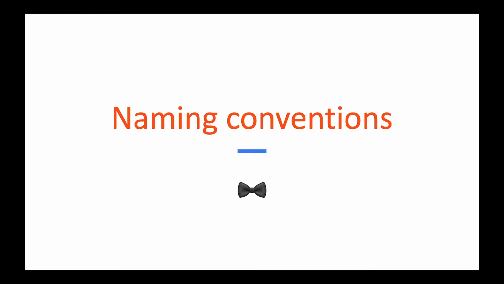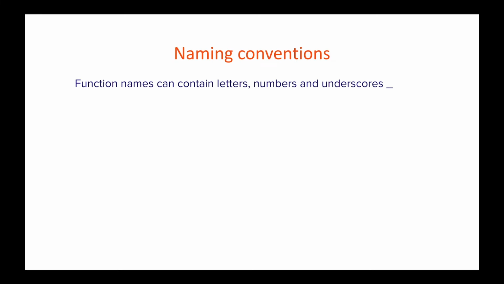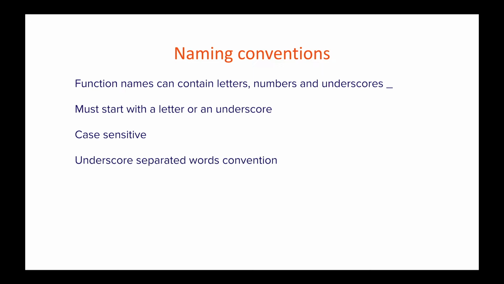So let's talk a bit about the names that you can give to your functions, the naming convention when it comes to function names. Function names can contain letters, numbers, and underscores. This is very similar to variable names, so you can give them the same structure of the name as a variable. Now, it must start with a letter or an underscore. You cannot have a function name that starts with anything else other than a letter or an underscore. Now, it is case sensitive, of course. So just like variables, function names are case sensitive. There's a difference between lowercase and uppercase in the names.